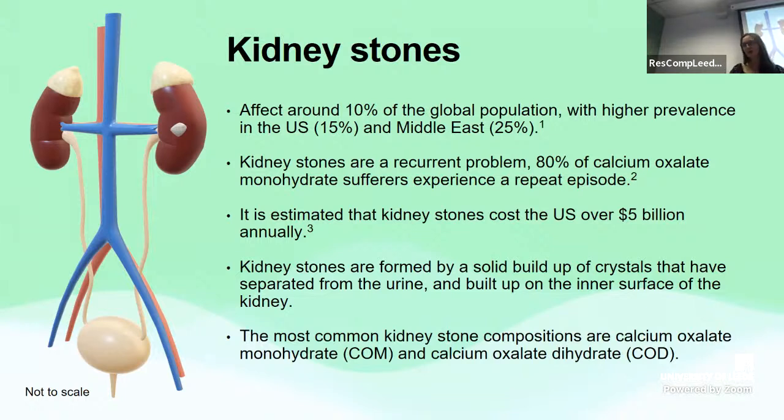So the way kidney stones are formed is that crystals form in the kidney and they attach to the kidney walls. And eventually, through treatment, they can be excreted out of the bladder here. And the most common compositions of kidney stones are calcium oxalate, specifically calcium oxalate monohydrate and calcium oxalate dihydrate.